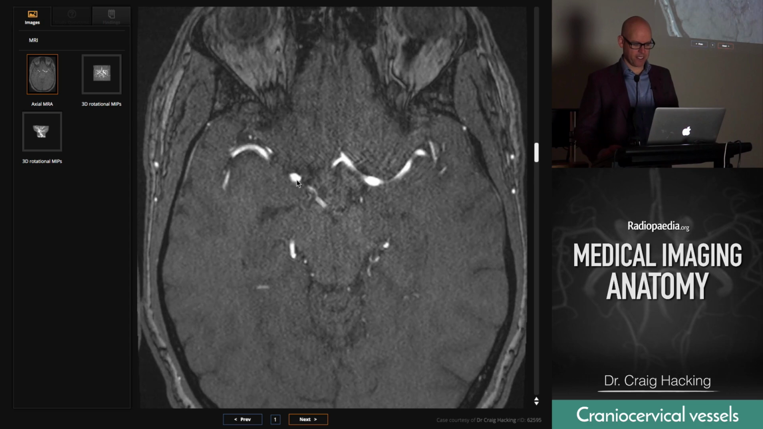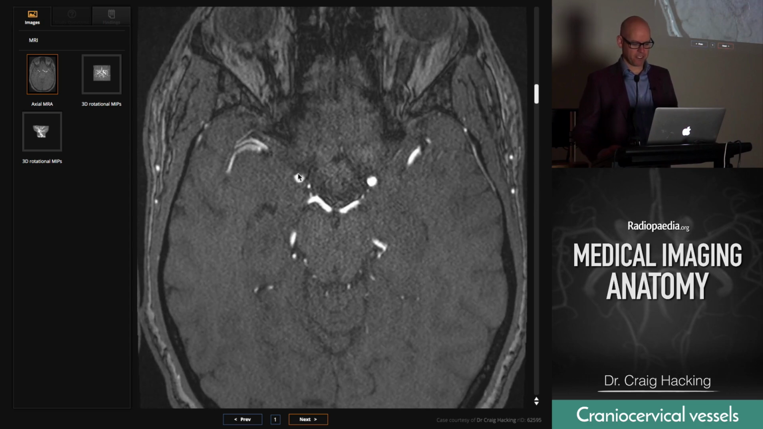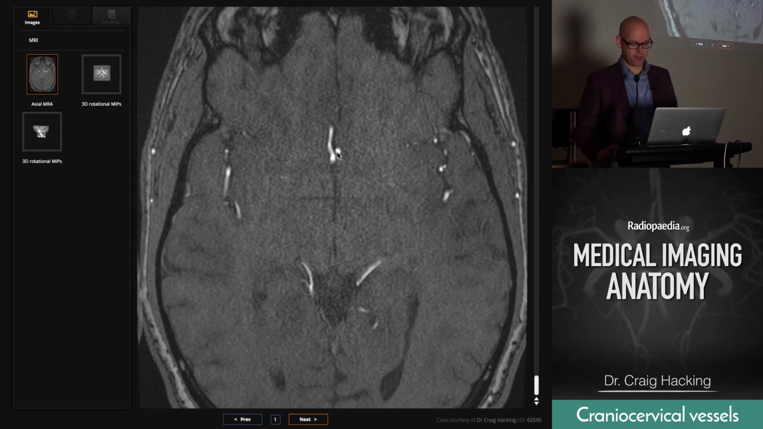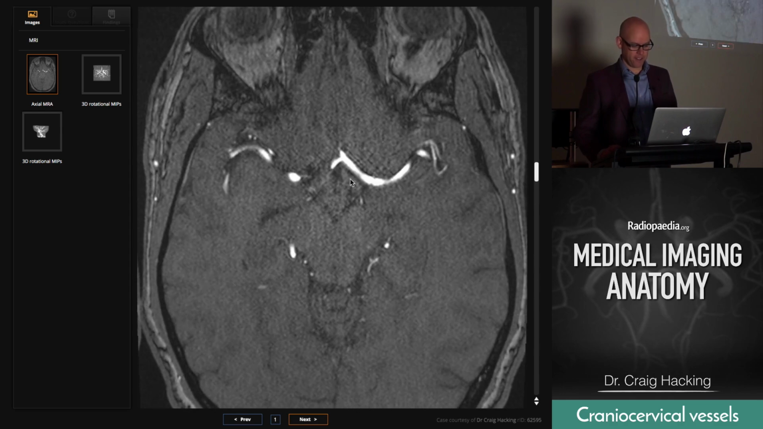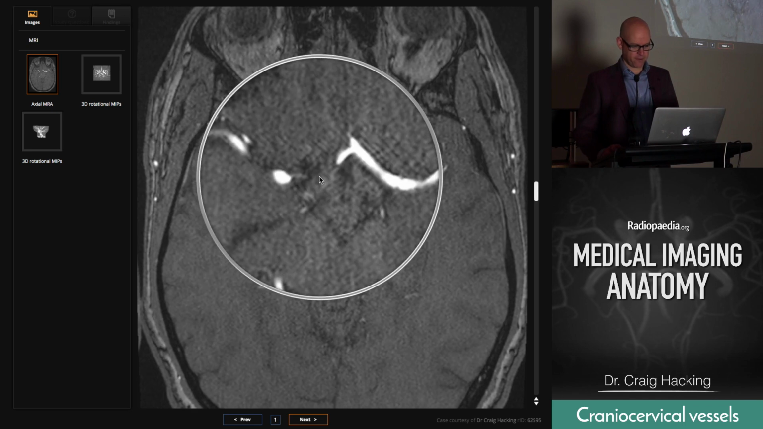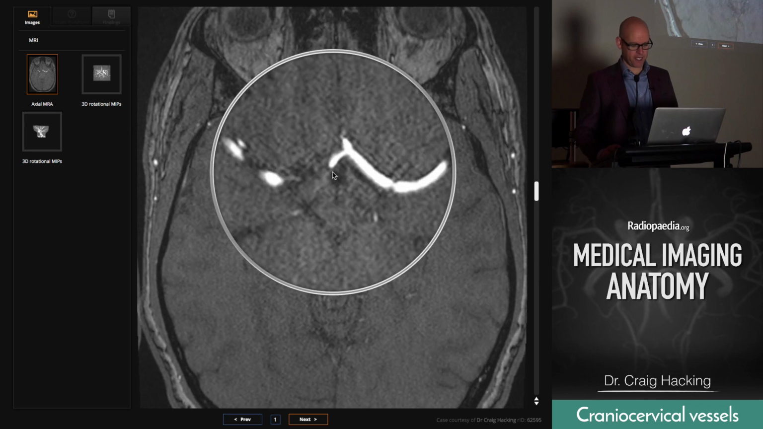Looks like something's missing here. This A1, here's the normal left A1, but that right A1 is missing. So this is an absent A1. Here's our A2s, both being perfused by that left side. But actually, if you zoom in, you might see a little vessel. See that little tiny thing coming across? So there is a tiny hypoplastic right A1.